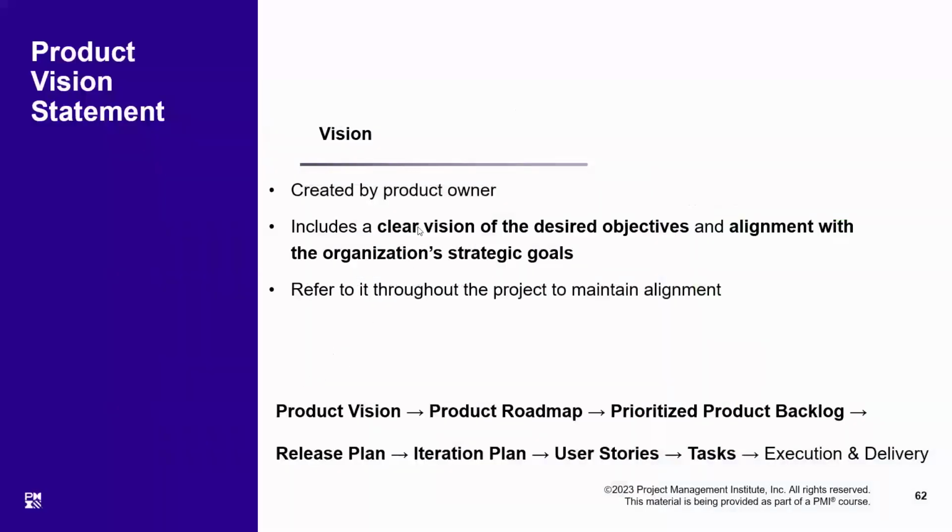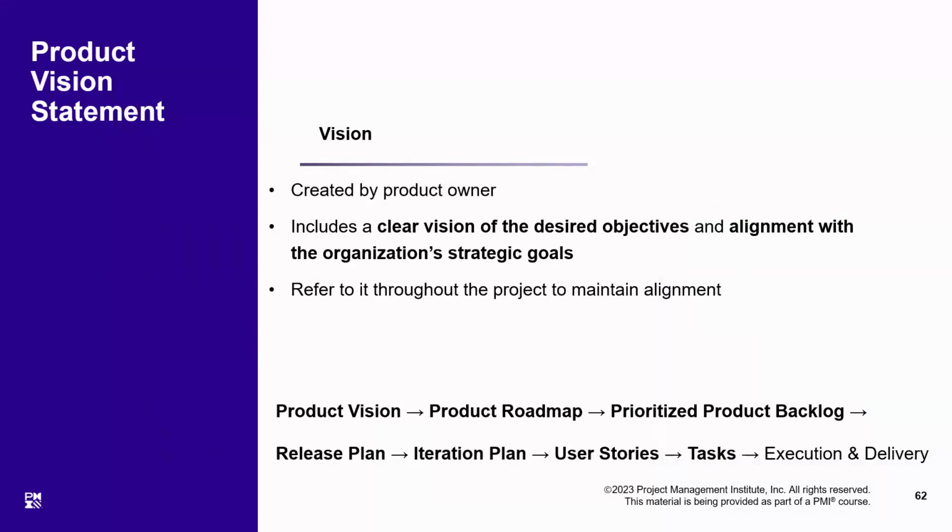Product vision, we'll talk about the product owner in a few minutes. It includes a clear vision of the desired objectives and alignment with the organization's strategic goals. It will be referred throughout the project to maintain alignment. So, how an agile project is linked to the organization's strategy, you will know that through the product vision.